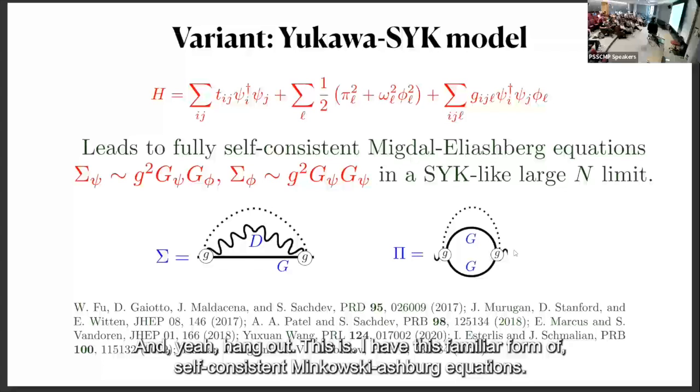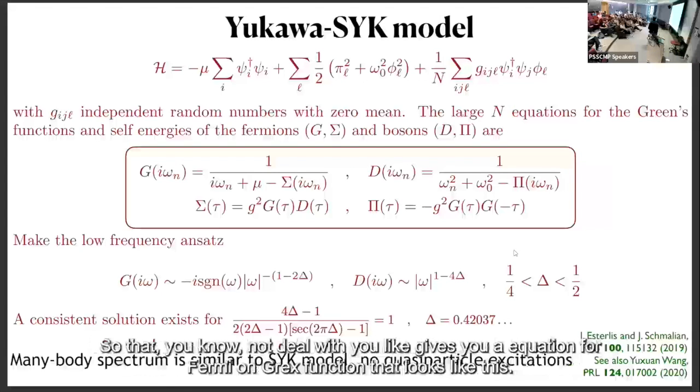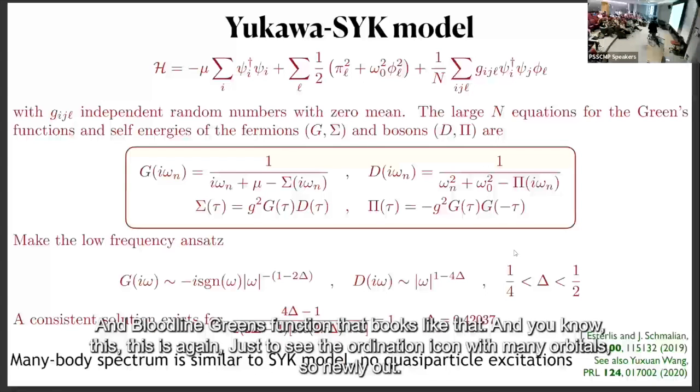And this has this familiar form of self-consistent Migdal-Eliashberg equations, where you sum all rainbow graphs for your self energy and all the bubble diagrams for your boson polarization. So that gives you an equation for the fermion Green's function that looks like this, and a boson Green's function that looks like that.